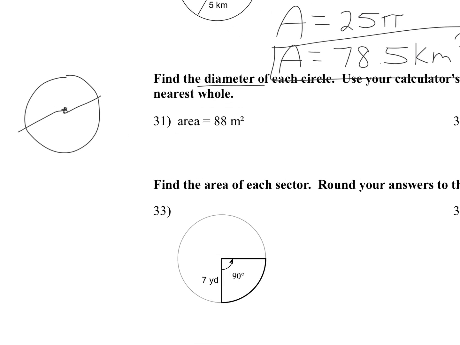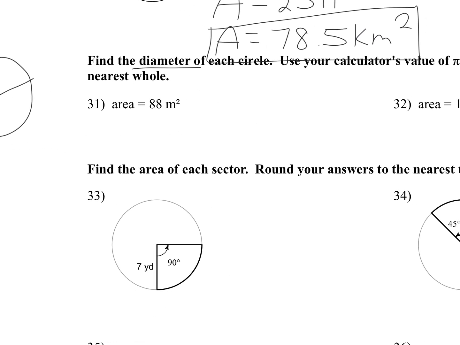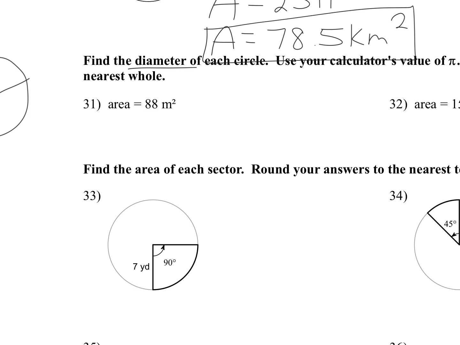Okay? So, if we're given the area of the circle, what formula can we use? The same one. We just do it in reverse. The area of the circle. What was that formula? You wrote it down. Pi r squared. Don't mix them up. Pi r squared. Okay?